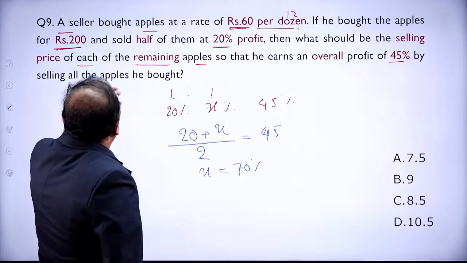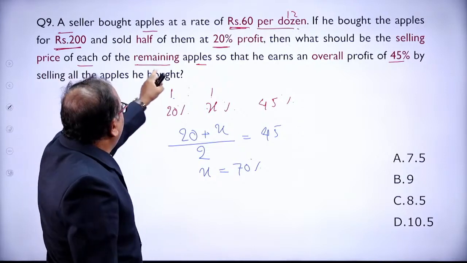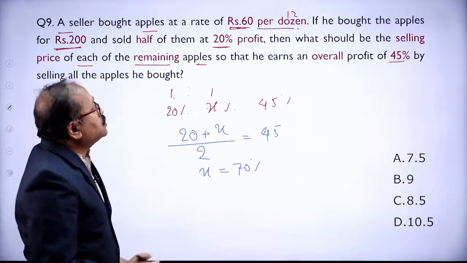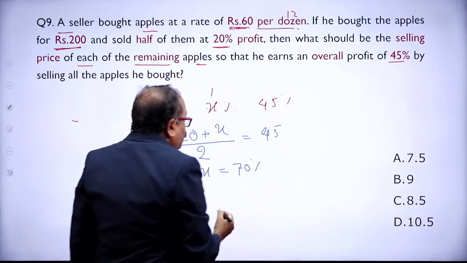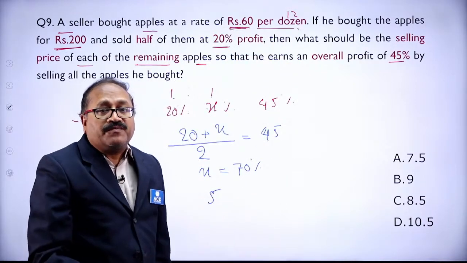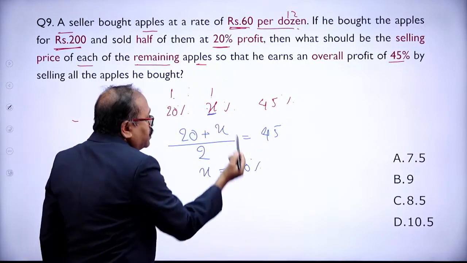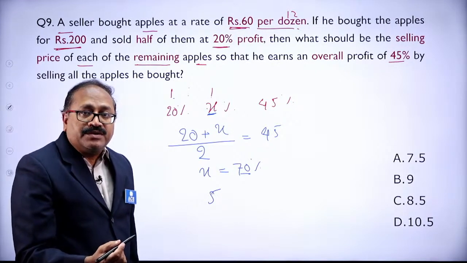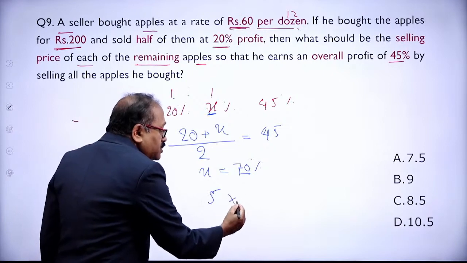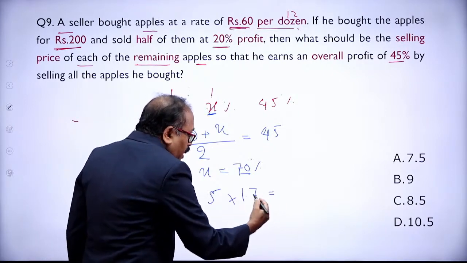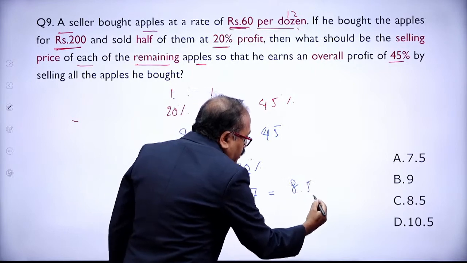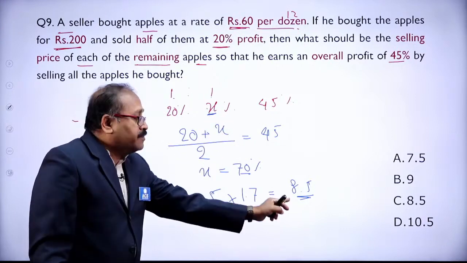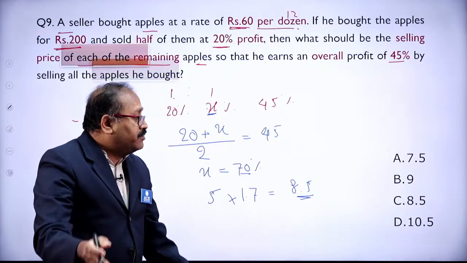Now what does the question ask? What is the selling price of each of the remaining apples? What is the cost price of each apple? 60 divided by 12, that is 5 rupees is the cost price of each apple. And here he sells the remaining apples at 70% profit. That means the selling price will be 170%. So take 1.7 times 5, that is 8.5. So the selling price of each article in the second case, that is the remaining, is rupees 8.5, which is option C.